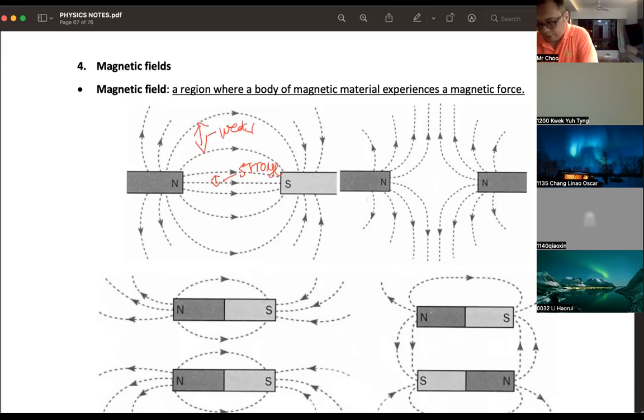Understand? Likewise, you compare here and here. The longer gap here will be weaker compared to here. Is that clear? Understand?